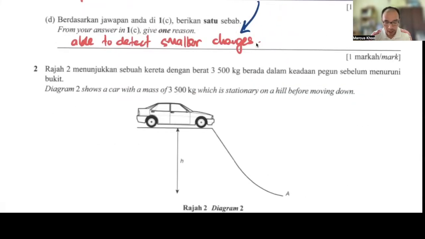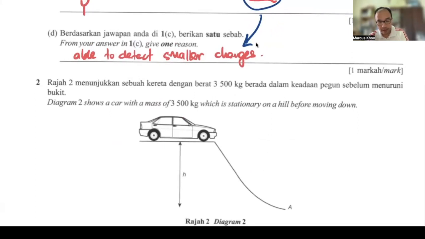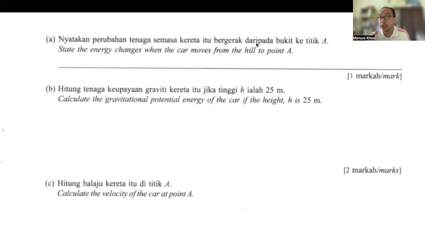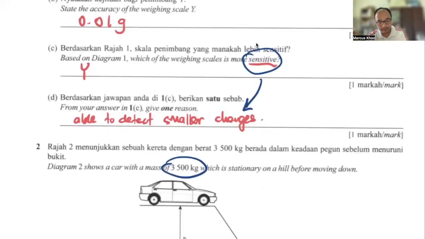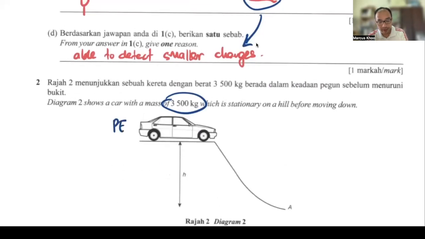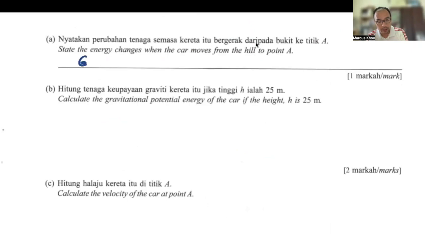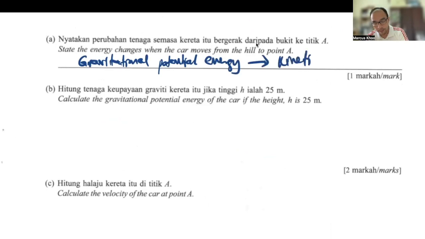Okay, diagram 2 shows a car with a mass of 3,500 kilograms. Okay, you're given the mass over here, which is stationary on a hill, okay, before it is moving down. So the question is, state the energy change when the car moves from the hill to point A. So of course, on the hill, this will be gravitational potential energy. And then as it moves down, it's going to go into kinetic energy. Okay, so the answer will be gravitational potential energy change to kinetic energy.